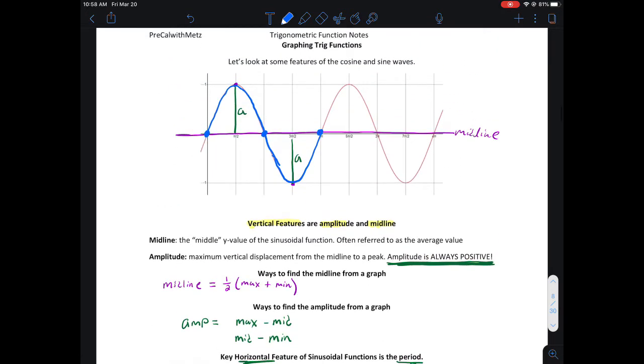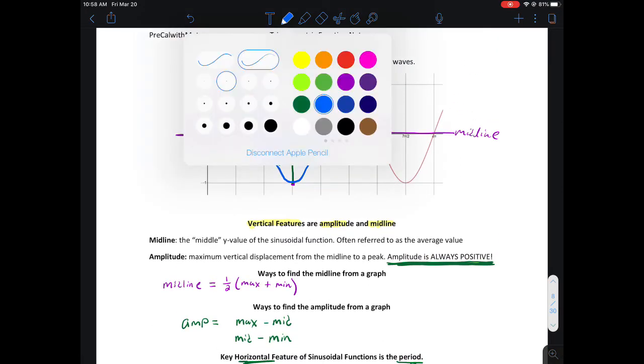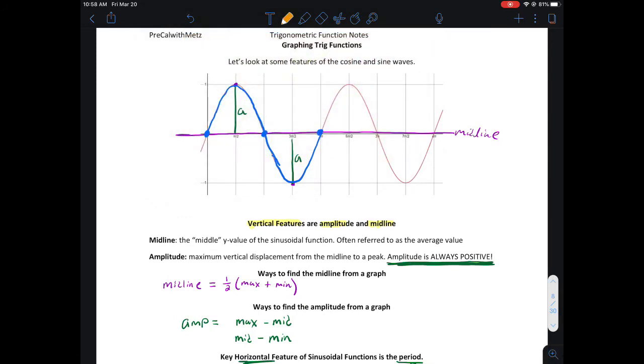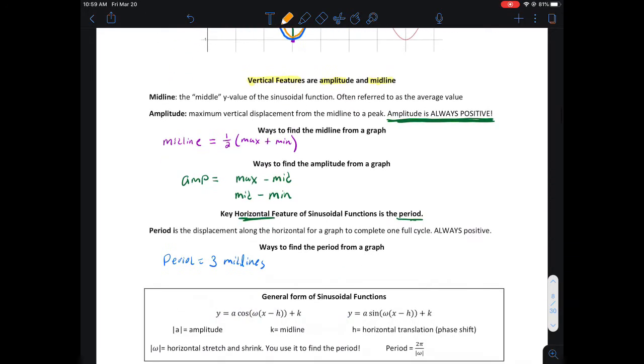Another way to find the period, let me change colors up here, would be, if I started at a max and went along the trig function, midline, minimum, midline, and got all the way back up to this maximum that comes behind it. If I go any farther, I repeat myself again. So another way to find the period is the amount of space along the horizontal between 2 identical peaks, so max to max or min to minimum.